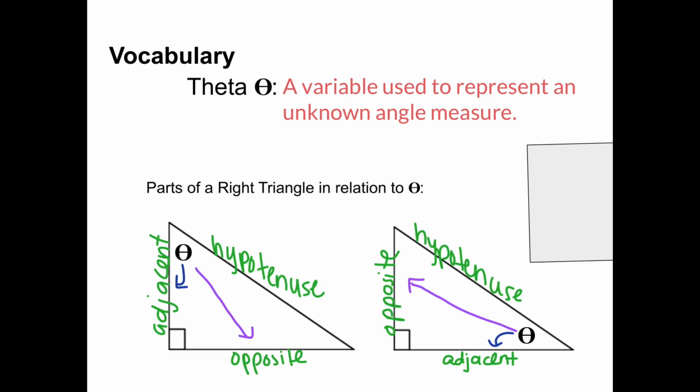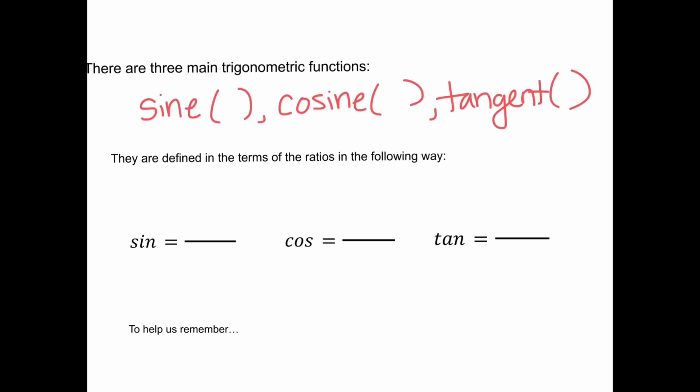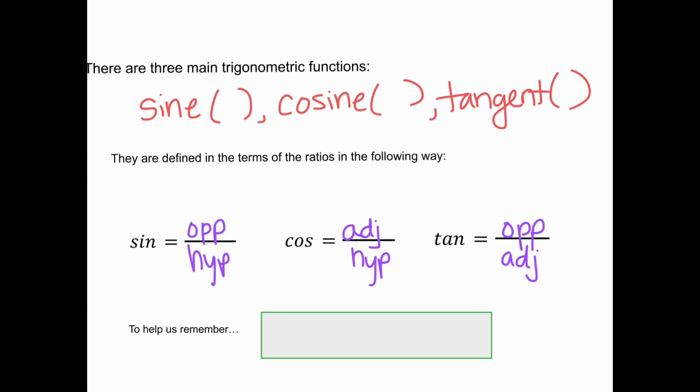And again, if you notice, when theta moves, your opposite and adjacent sides also change, and that will be important as we begin to use these trig functions. And there are three main trigonometric functions: sine, cosine, and tangent. Sine, cosine, and tangent are the full trigonometric functions.